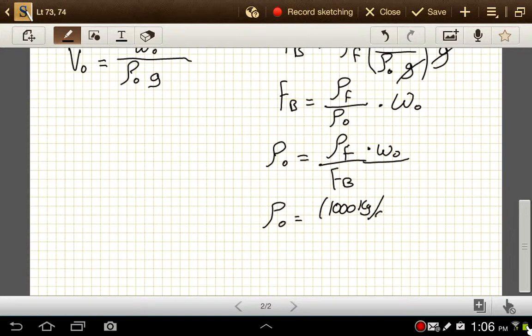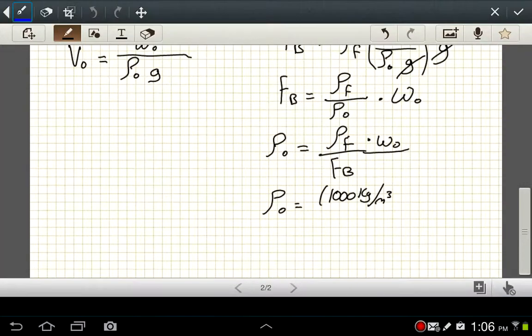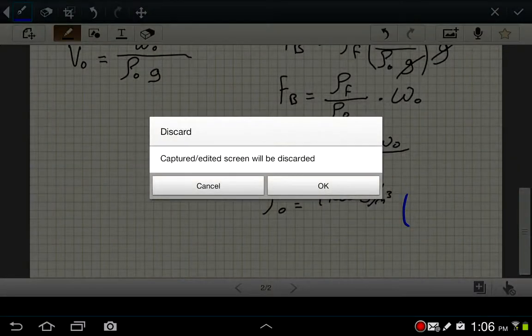kilograms per cubic meter. Good afternoon, staff. We'd like to get started right away at 1:15. So the sooner we get everyone down there, the sooner we get started. Thank you.